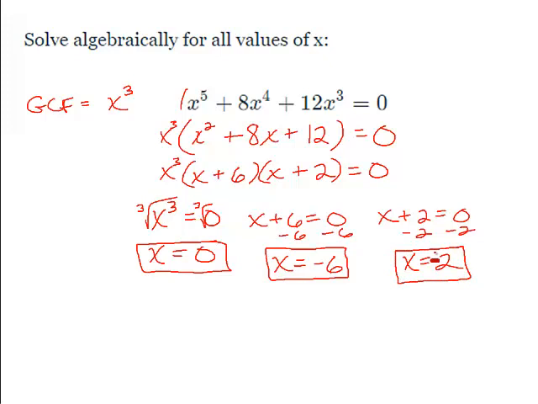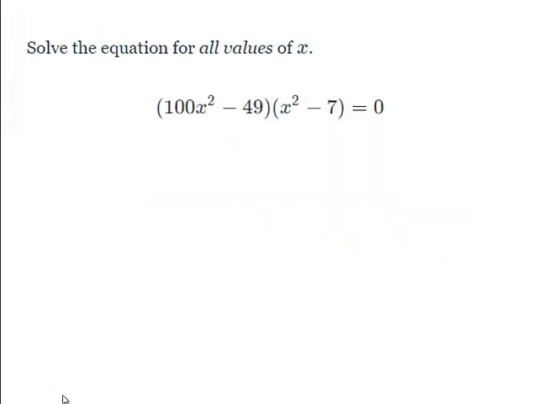Let's take a look at one more example of how we would solve by factoring. This one is partially factored for us. In fact, it's at a place where I think we could just take each of these factors and set it equal to 0. And that's because we're missing that linear term in the middle here.